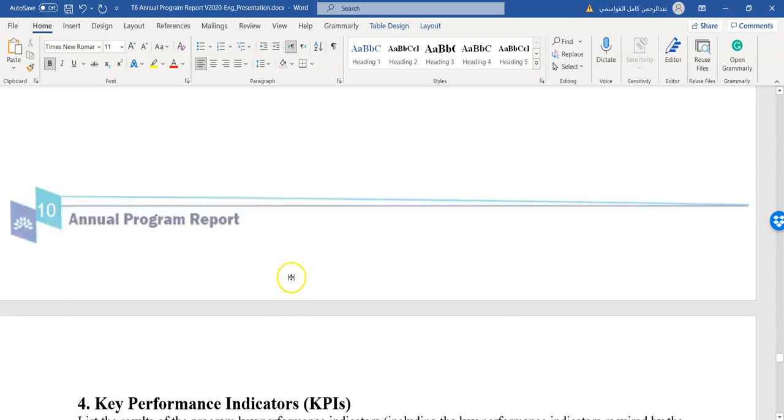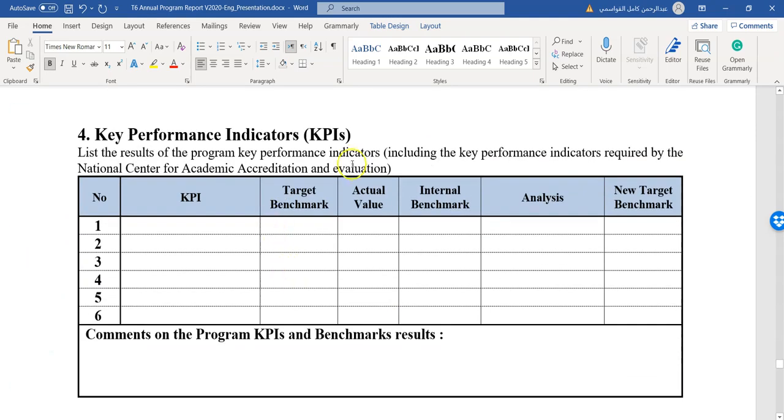This is about the improvements. Now the key performance indicators should be measured, and we have already adopted 17 from NCAA. The target benchmark here is what is planned in your improvement plan or operational plan. The actual value is what you measured now, then the internal benchmark from any other program inside the university, and analysis based on the result and the new target benchmark.